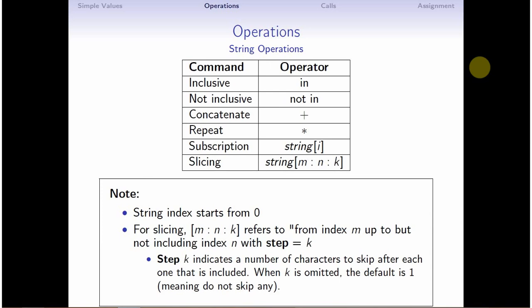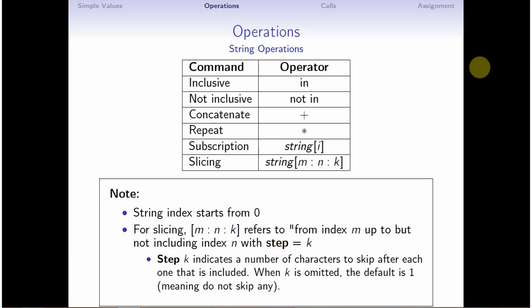Concatenate is to add, to join. It's simply to join two strings together. For example, I have one string AE, then the other string JE. If I want to join them, I just do AE plus JE, and then they will join as AEJE. To repeat, you use star, depending on how many times you want to repeat.